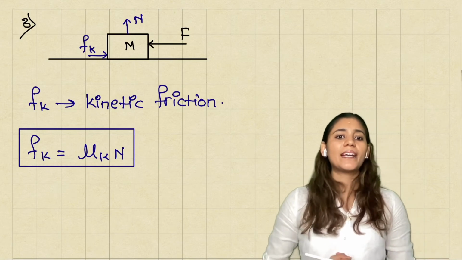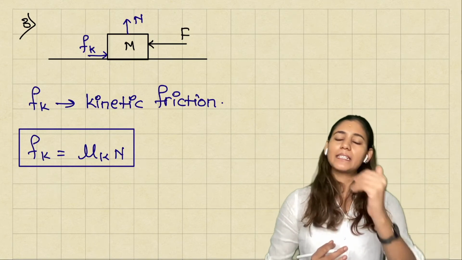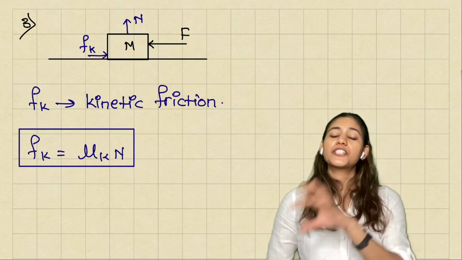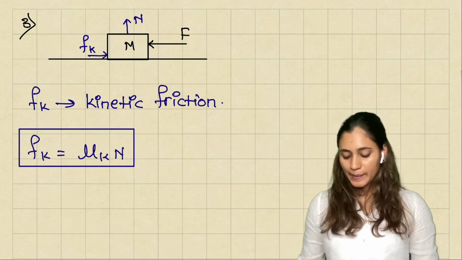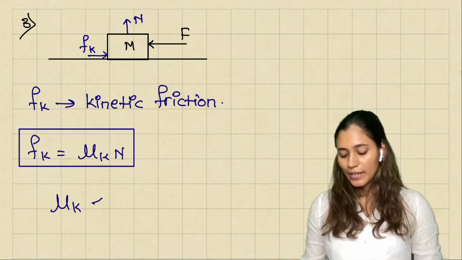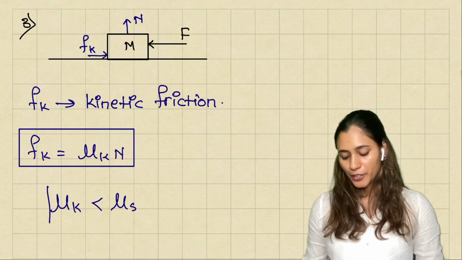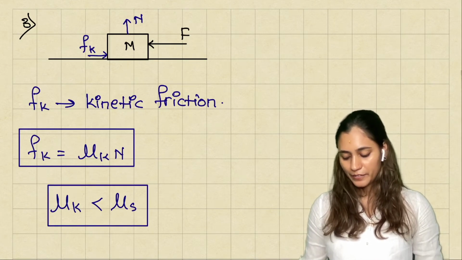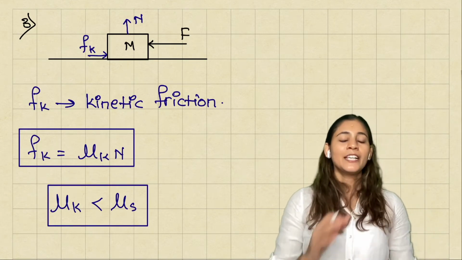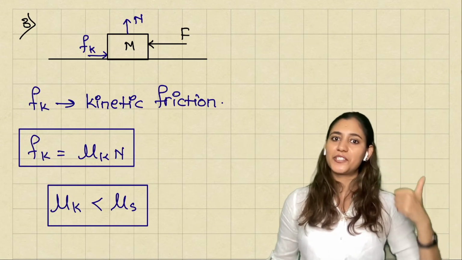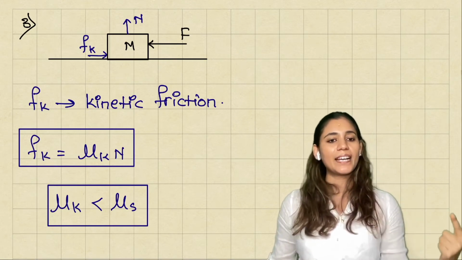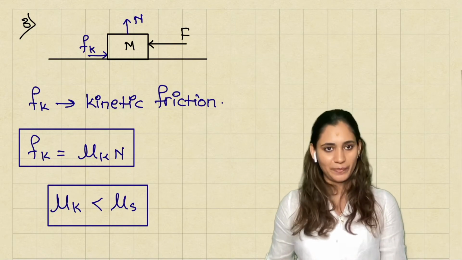It is observed that practically the coefficient of kinetic friction is smaller than the coefficient of static friction. So these are the two different types of friction: one is static friction, the other is kinetic friction.